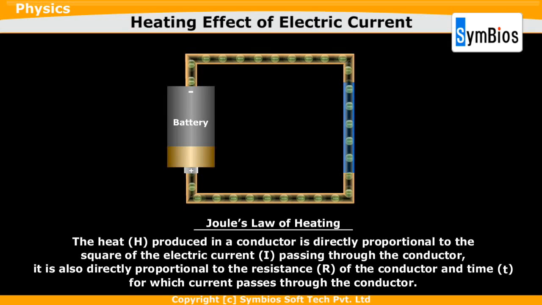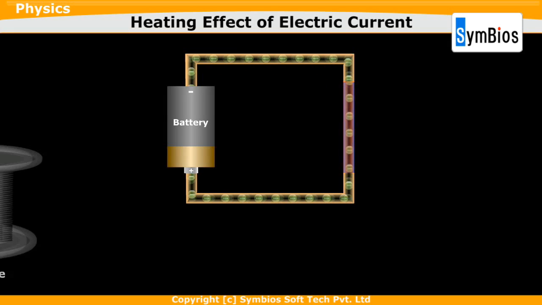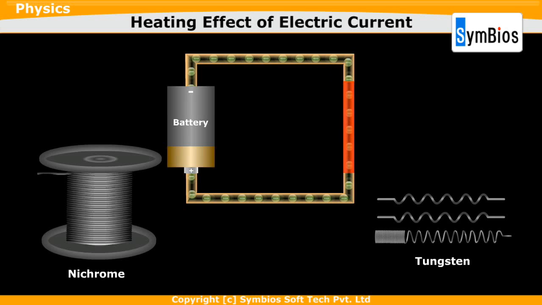Based on Joule's law, we can say that to get more heat generated, we have to pass more current for more time. As the resistance is directly proportional to the heat generated, the materials that have higher resistance to electricity, such as nichrome or tungsten, generate a large amount of heat as compared to copper. This property of tungsten and nichrome is used in several appliances where electrical energy is required to be converted to heat energy.